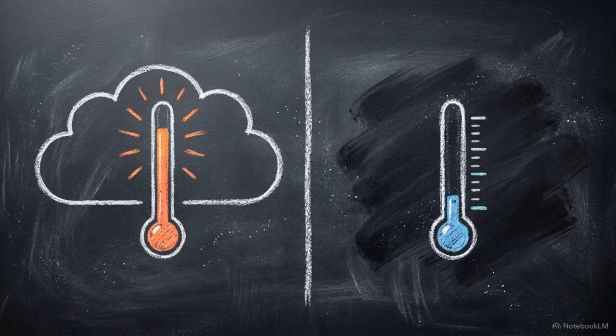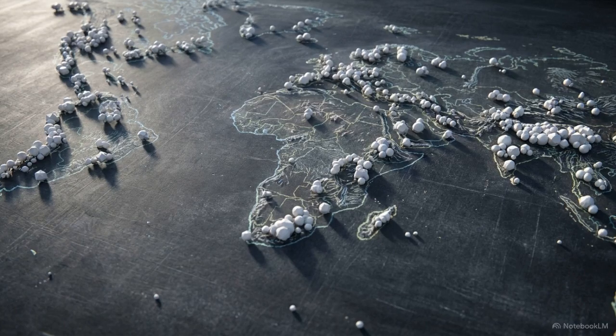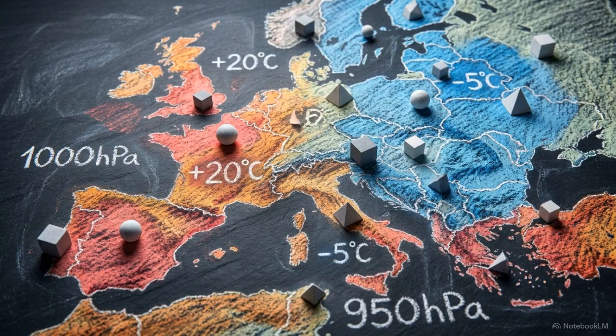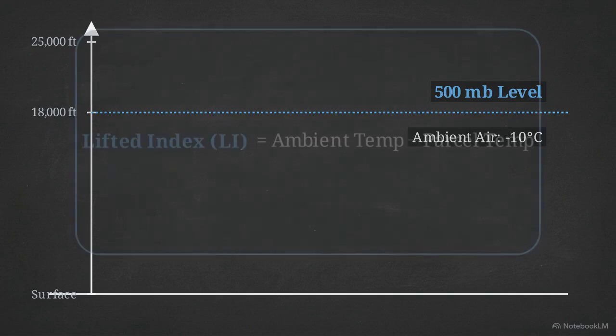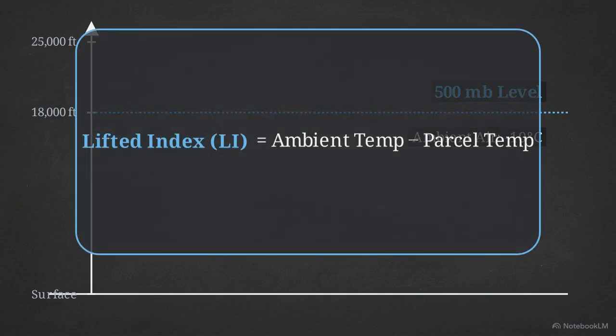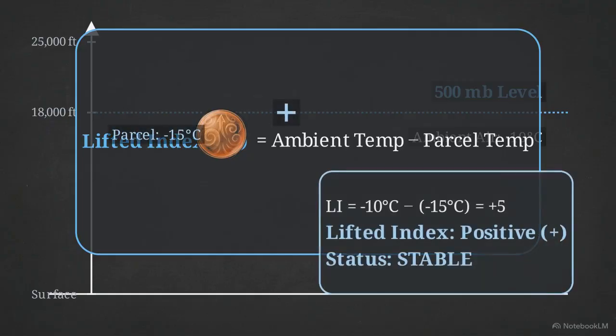environment. Pilots use a standardized macro-level metric to gauge this stability across an entire region. This metric is known as the lifted index. This calculation is measured at the 500 millibar pressure level, roughly 18,000 feet above sea level. The index is calculated by subtracting the theoretically lifted parcel's temperature from the actual ambient temperature at that 500 millibar level. If the lifted parcel is cooler than the ambient air, the lifted index is positive, indicating a stable atmosphere.